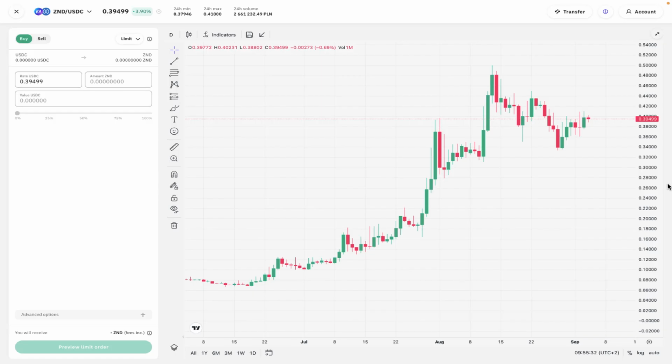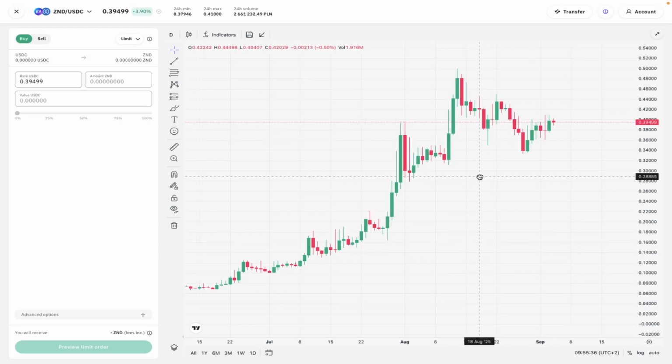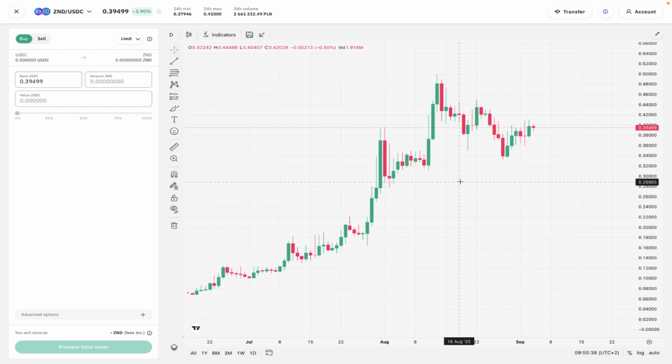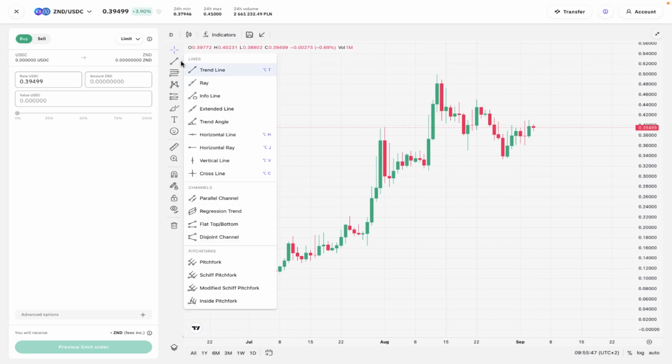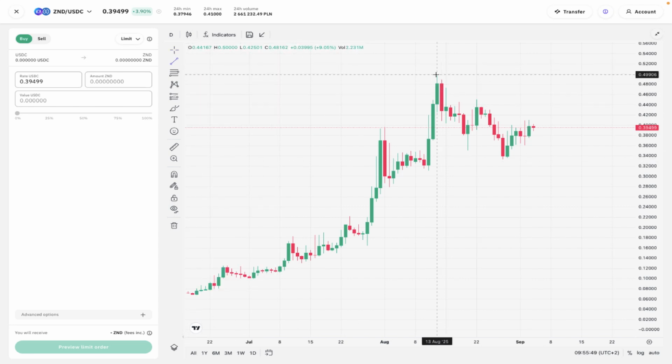Let's take a look at the ZND quoted to USDC on Zondacrypto. This is the daily time frame chart, Japanese candlesticks, and the particular reason we are talking about the ZND is that we have a potential to move higher on this market. Why? Well, there's a first reason here related to the trend line.